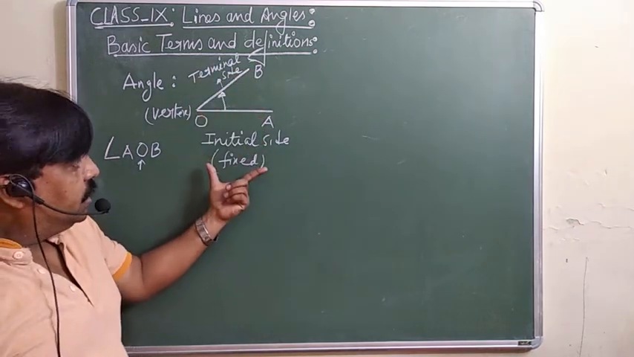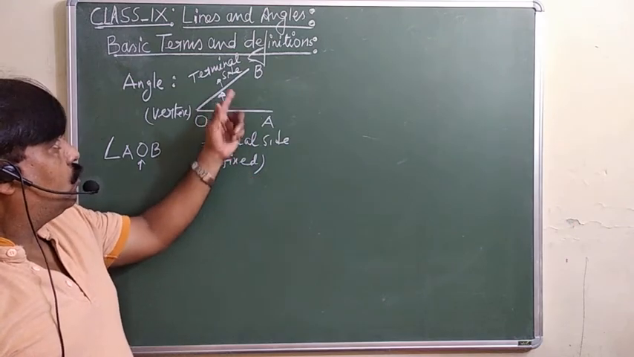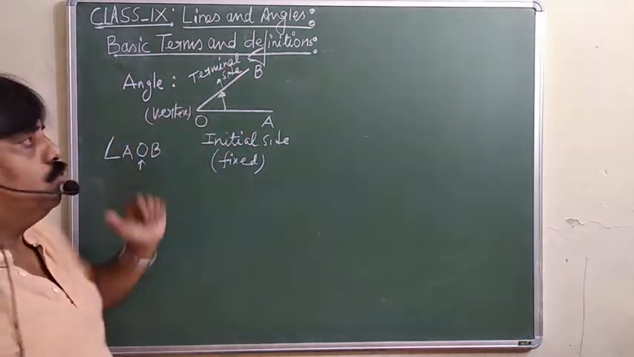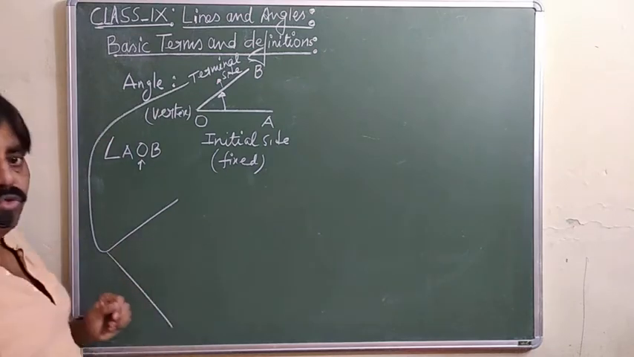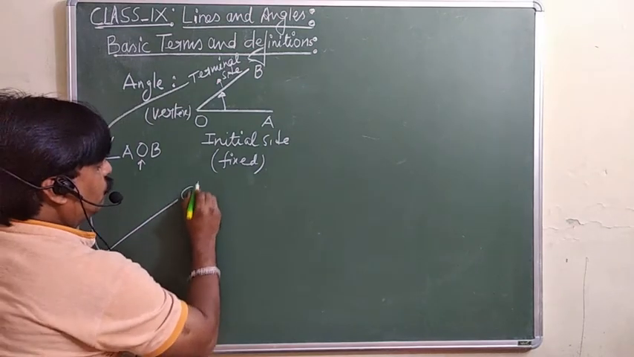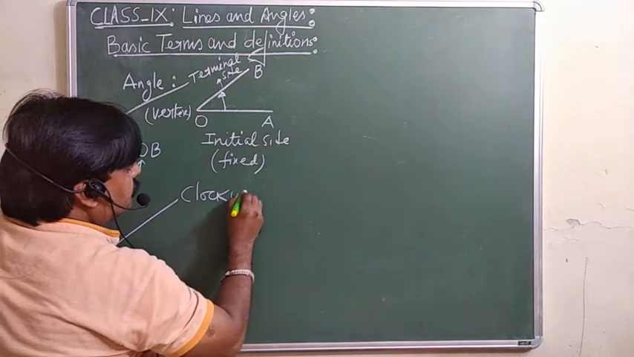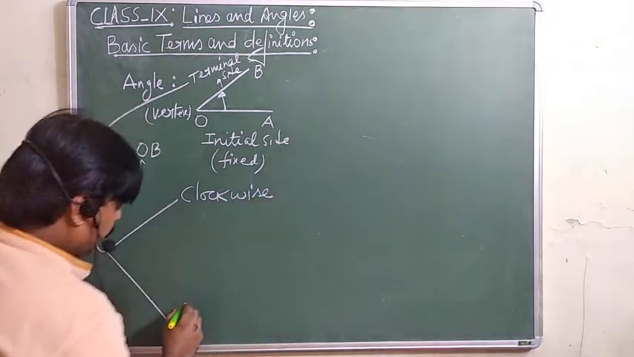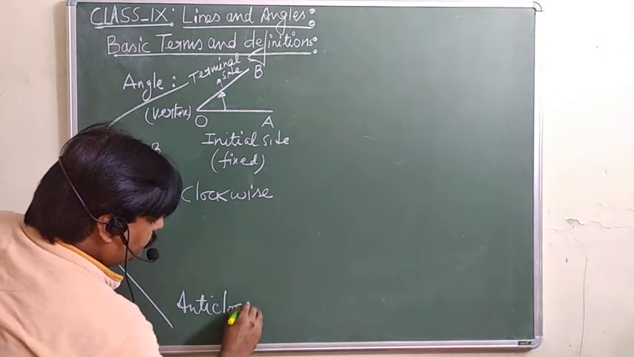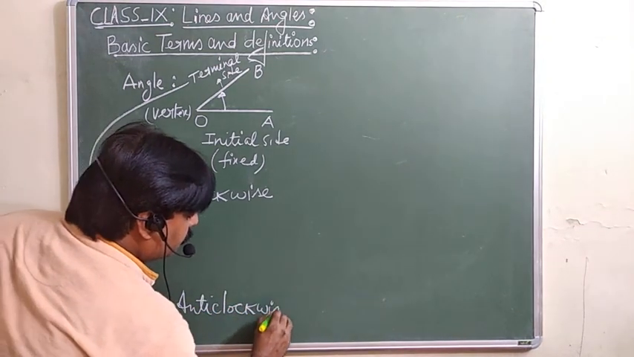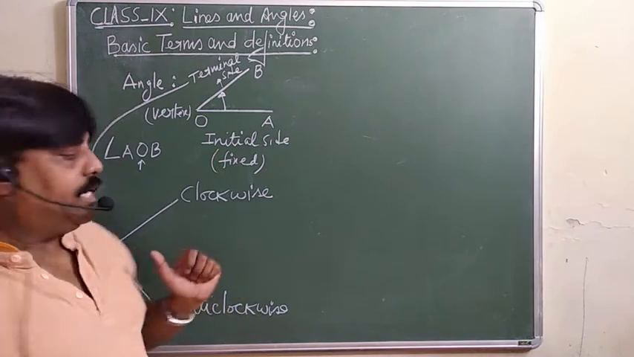This initial side is fixed. This line has no movement at all. Only the terminal side is moved. But this terminal side is moved in two ways. One is clockwise, and the second is anti-clockwise. So the terminal side moves clockwise and anti-clockwise.